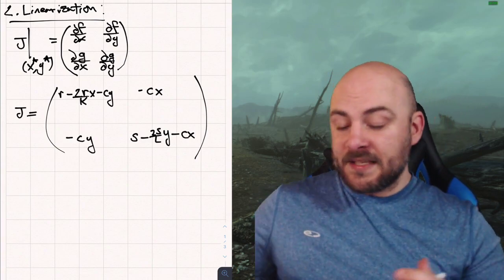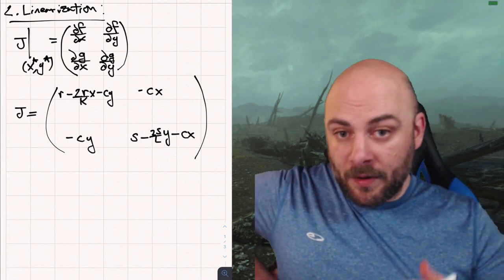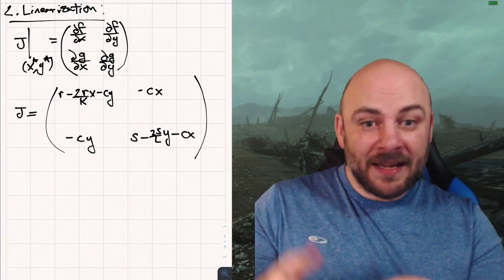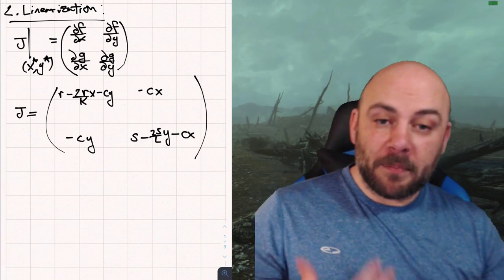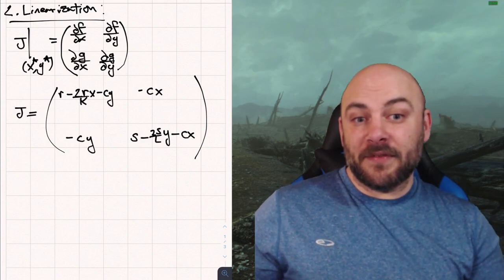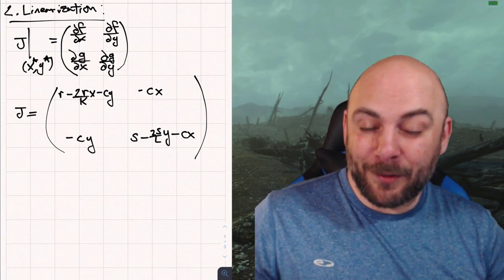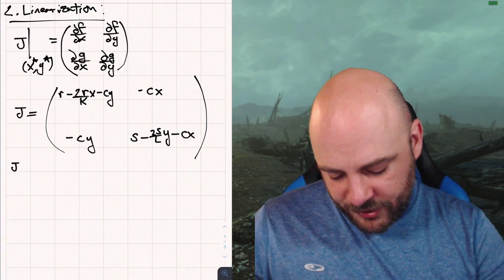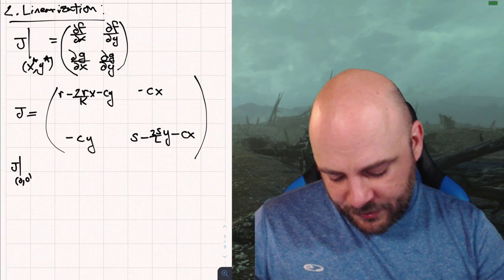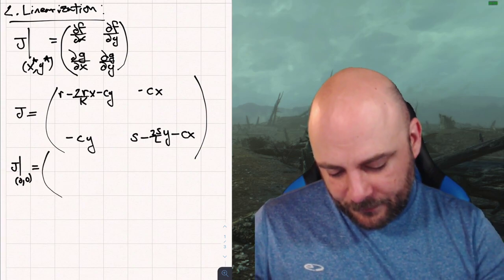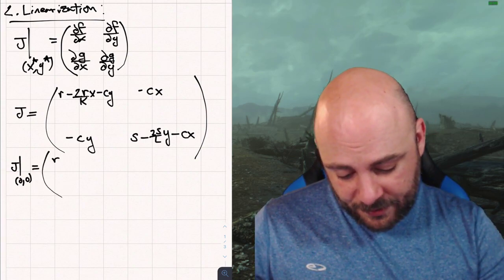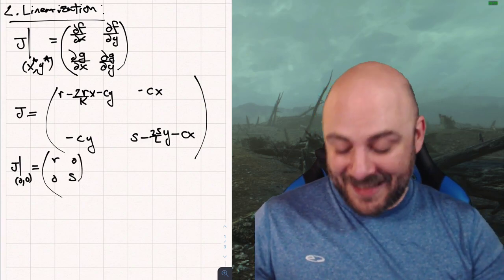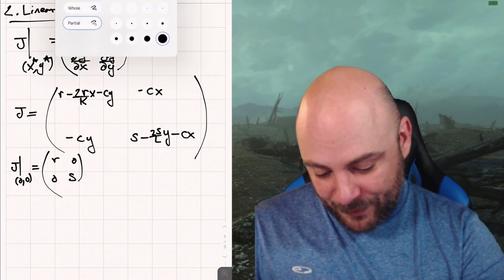Okay. Now, this in and of itself is not what we're after. We're after this at each individual equilibrium point. Now, it looks ugly, but generally speaking, when we plug in equilibrium point information, this simplifies a lot, especially when we have equilibria that involve zeros. Okay. First equilibrium point we found was the origin. So let's evaluate this Jacobian at 0, 0. I get R, 0, 0, S. Holy smokes, that's a nice, simple matrix.